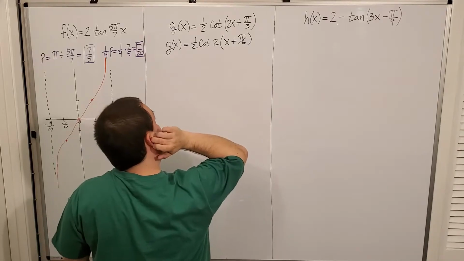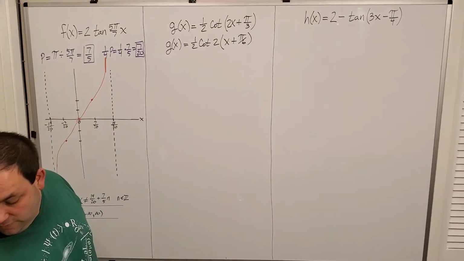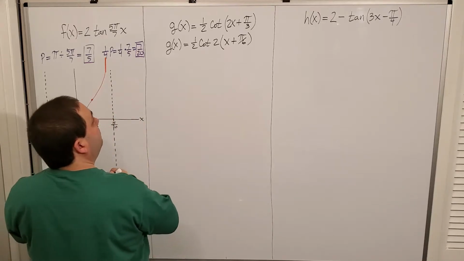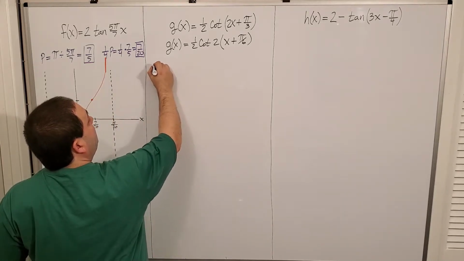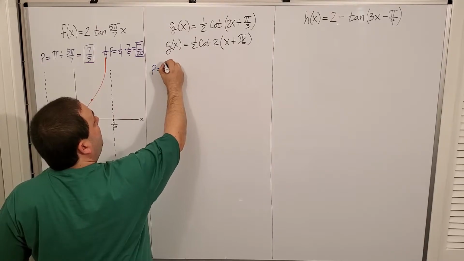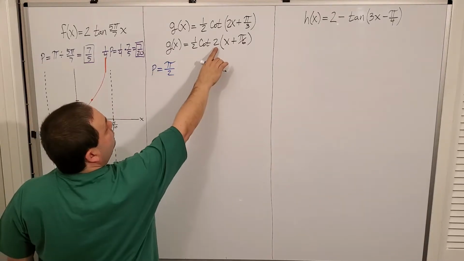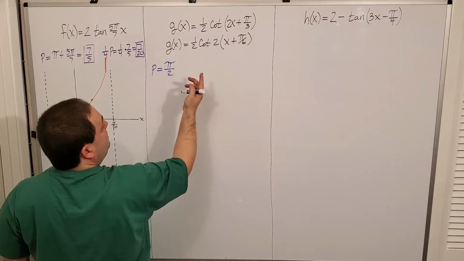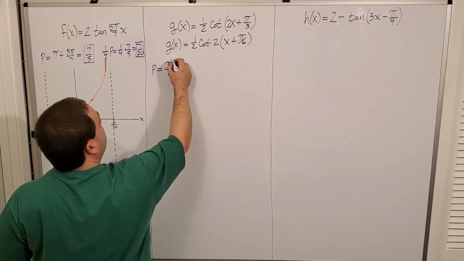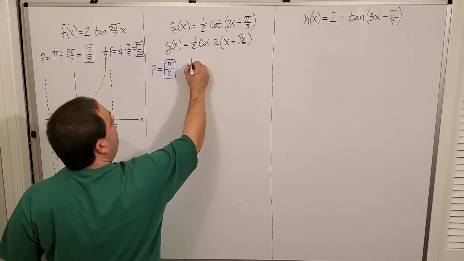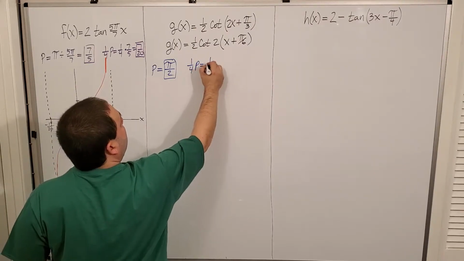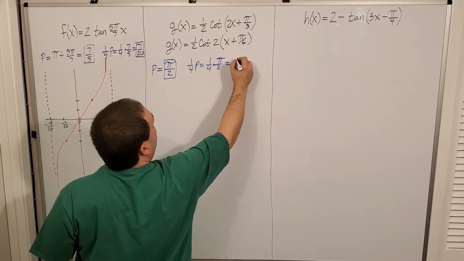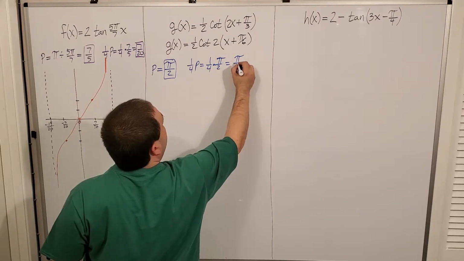And I can now do my period using the 2. So let's start with the period. Okay, so my period is going to be pi over 2. Just pi, the original period, and then divide by the frequency number 2. Okay, so I've got the period. The quarter period is going to be 1/4 times pi over 2, which is going to give me pi over 8.